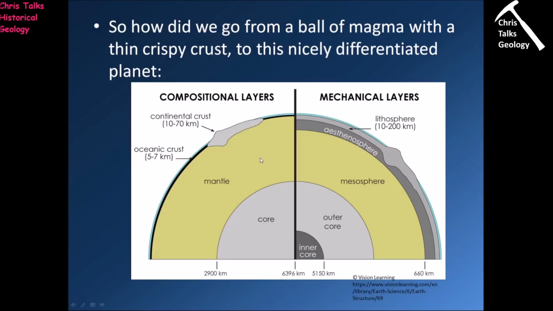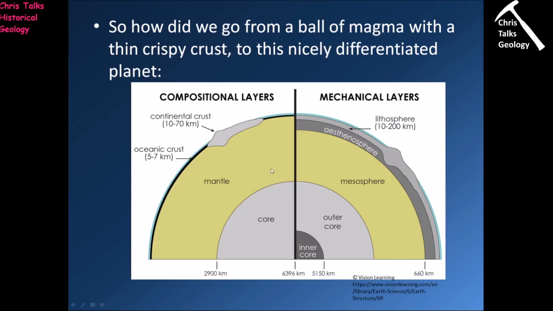So the question is how do we go from essentially a sea of magma to a nicely differentiated Earth? Now you can see when it comes to differentiating the Earth, we can do it in one of a couple of ways. We can do it based on compositional characteristics or mechanical characteristics. So the mechanical characteristics are quite straightforward. Is the layer solid or is the layer liquid? In terms of compositional characteristics, the question is, what is the layer made of? So, these layers are all chemically distinct from one another.